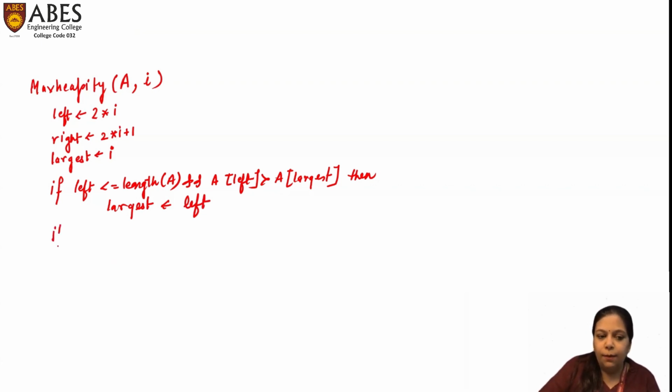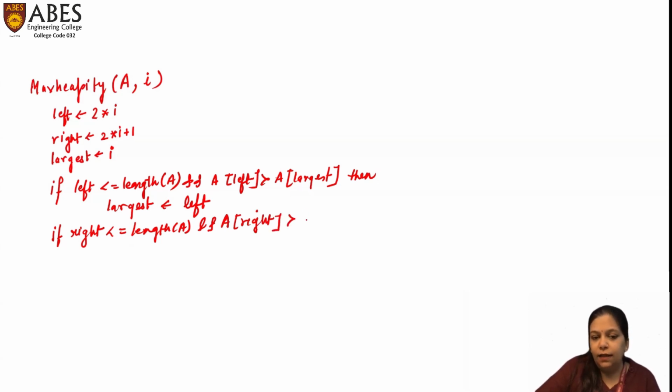In a similar way, we can compare the right child. First of all, we will check whether there exists a right child or not. For this, we can say that if right is less than or equal to the length of A, then the right child exists. And if it exists, then we have to check whether the value stored at the index right is greater than A largest or not. If it is greater than A largest, then we can now say that the right child is the largest among node, left and right. And in this case, largest should have the index of the right child.